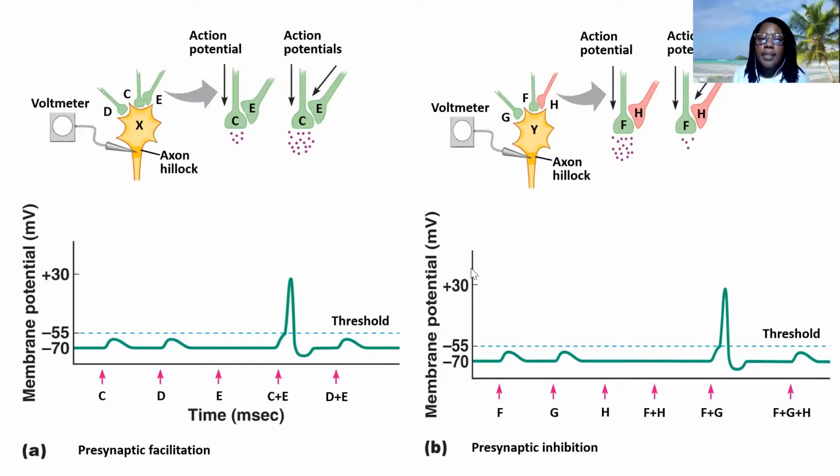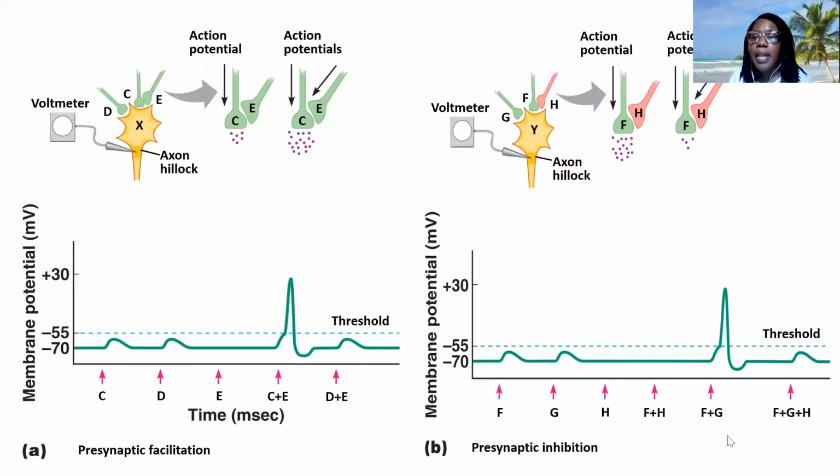If we look at, for example, presynaptic inhibition, we see the opposite happening. So the modulating neuron here is going to decrease how much neurotransmitter is released at that synapse. At synapse G, we have a small membrane potential change. At synapse F, we have a similar change in the membrane potential. But when we look at synapse H on its own, absolutely nothing, no change in the membrane potential. If we look at synapse F plus synapse H, again, we see no change in the membrane potential.